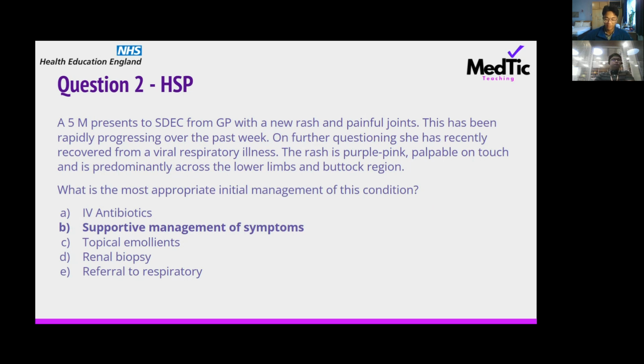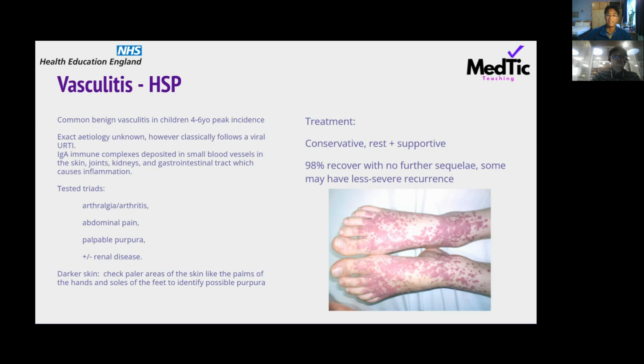One thing to note is I've left it out of the question, but on a practical note, you'd probably want to do a blanching test on this rash, just because of where it is and what it looks like, given that it's a palpable purpuric rash, and we'll go into why. So this is likely a vasculitic Henoch-Schönlein purpura.